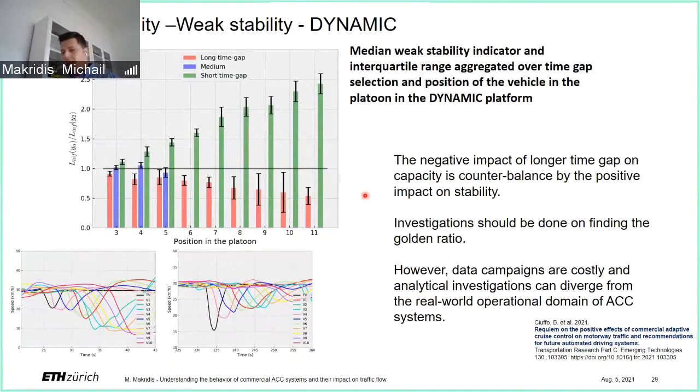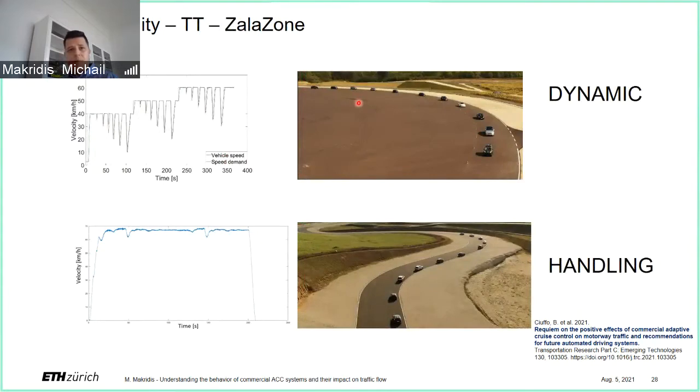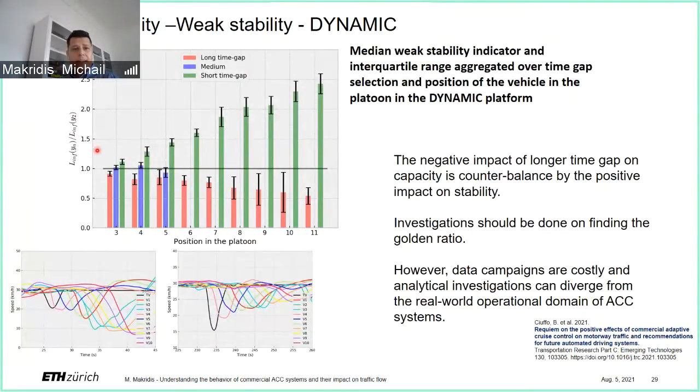So for the first case, for the circular track, we can see here the weak string stability between the third and the second, the fourth and the second, the fifth and the second, and we see this ratio growing as we go upstream. So for the short time gap, we see the amplification of this disturbance. For the long time gap, we can say that we have weak string stability. And here are the figures.